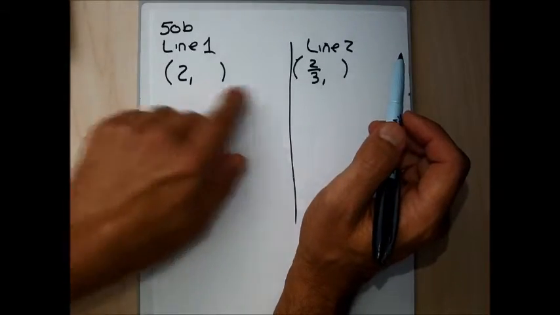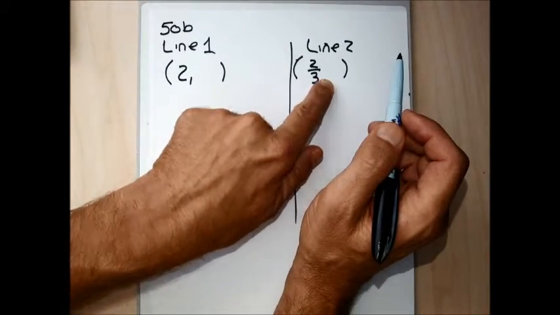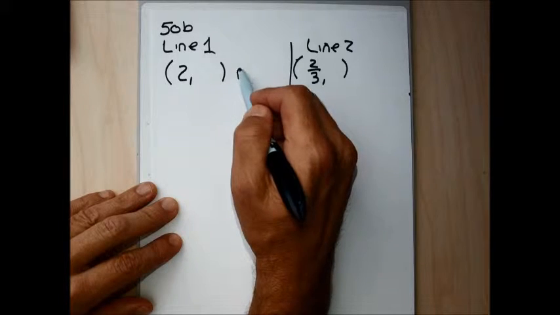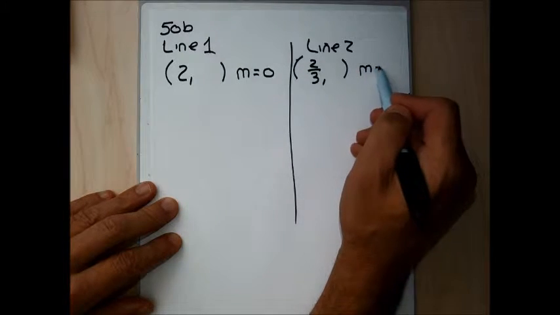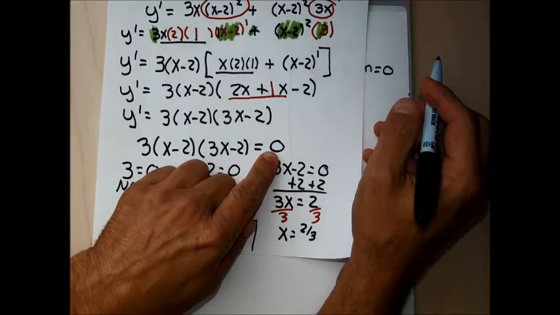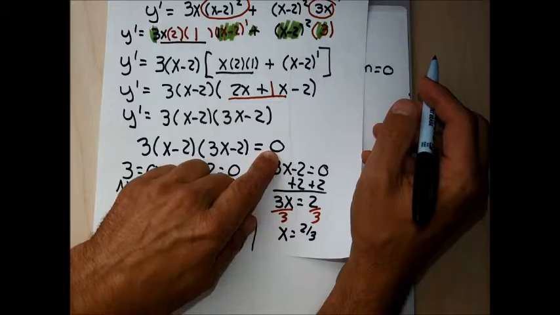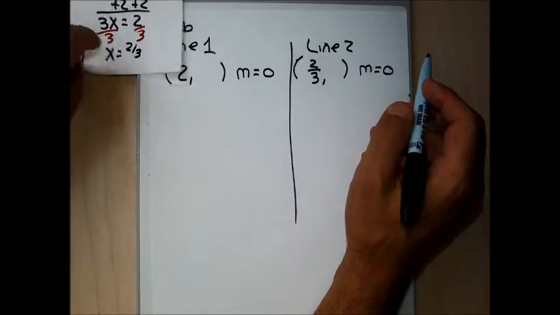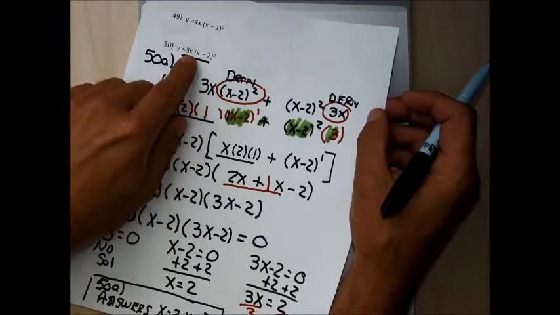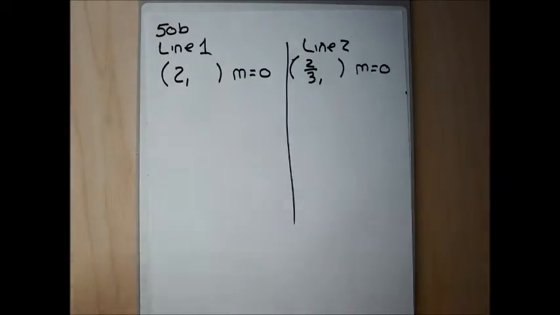For each x, I need to get a y value. And just like in question 48, slopes of horizontal lines are 0. So my slopes are going to be 0. Any number that I set the derivative equal to is going to be the slope of the line for that value of x. So my slopes are going to be 0. For each of these x's, I need to get a y. And I'm going to use this equation, 3x times (x minus 2) squared, to get my y's.